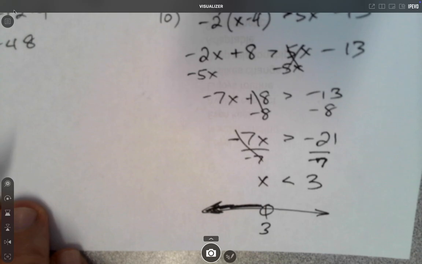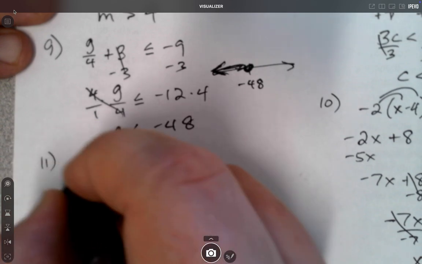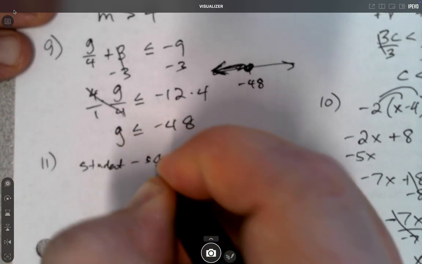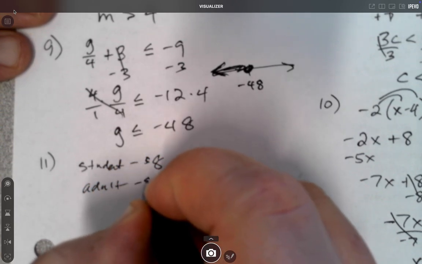Okay, number 11, the 8th grade science class is going to the zoo. The class can spend up to $300 on admission. And then there's a table in the book that says that students cost $8, adults cost $10.